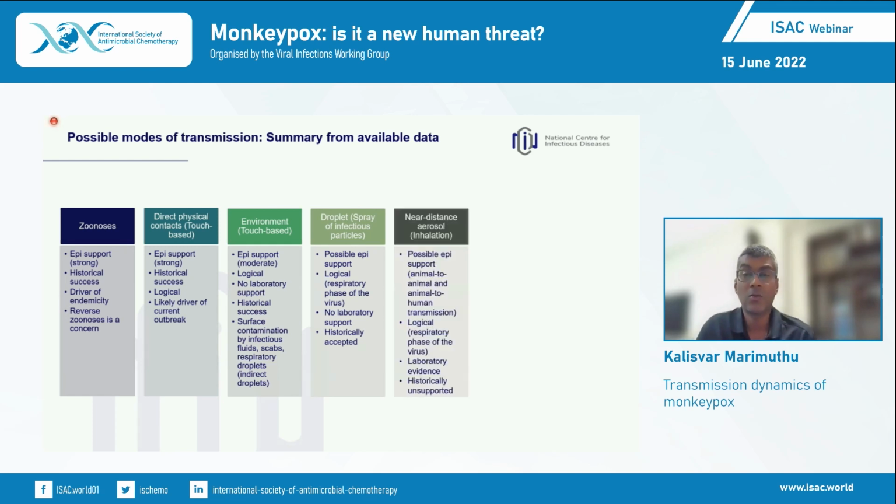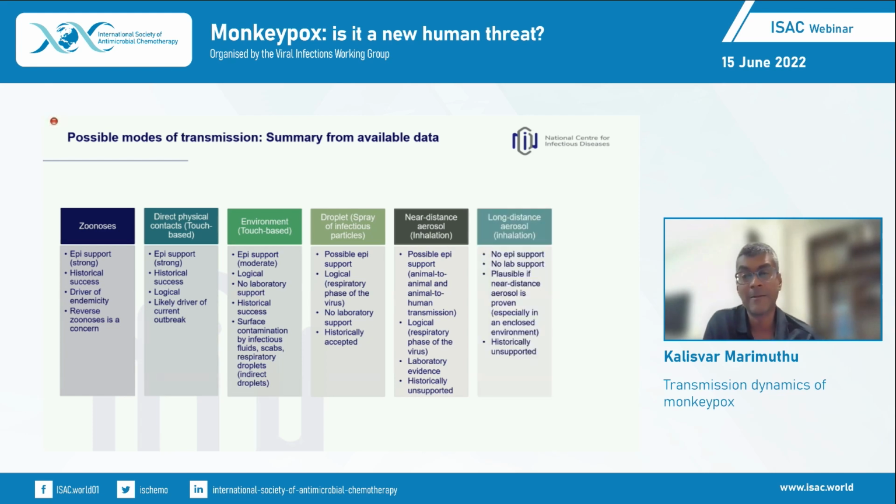And then we go on to near-distance aerosol inhalation. So there is possible epi support because there is animal-to-animal transmission data and animal-to-human transmission data. And there is also laboratory data supporting viable virus being persistent up to 90 hours. And logical because there is a respiratory phase, and we know droplet and aerosol are a continuum, not really a dichotomy. So it is also as possible as droplet. And historically unsupported, meaning this is not something people bought into before this.